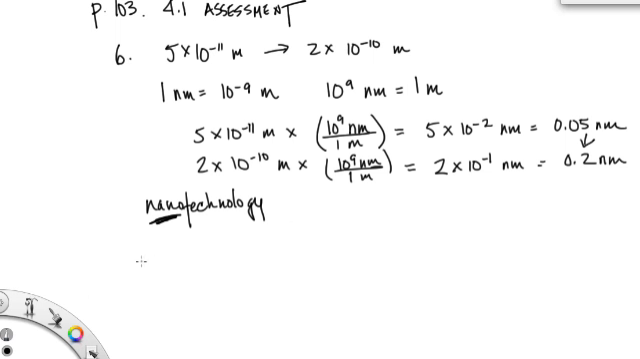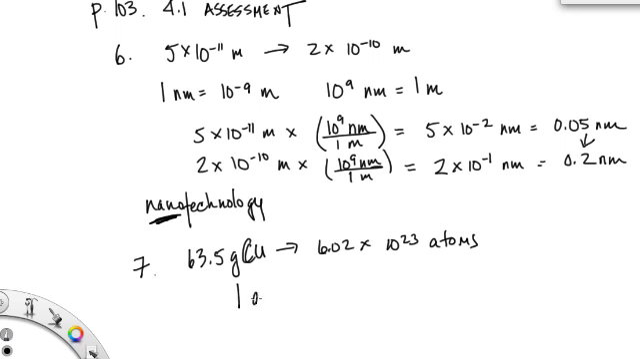Okay. Number 7 says that if we have 63.5 grams of copper, that contains 6.02 times 10 to the 23rd atoms. Well, how many grams would 1 atom of copper contain? So we'll start with what we have. We have 1 atom of copper. And what we want to do is convert 1 atom of copper to grams.